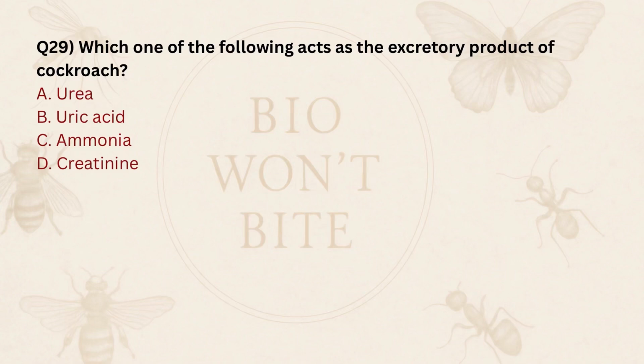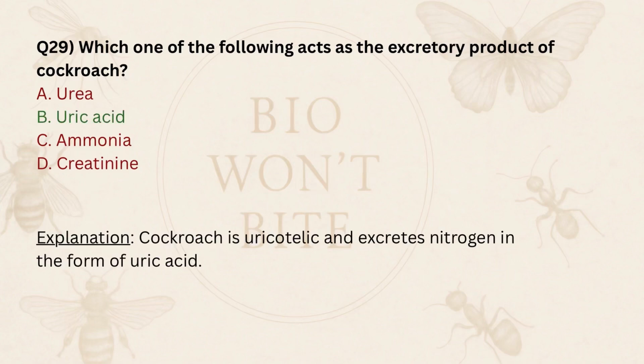Question number 29. Which of the following is the excretory product of cockroach? The correct answer is option B, uric acid. Cockroaches are uricotelic animals, meaning they excrete nitrogen mainly in the form of uric acid, which conserves water.